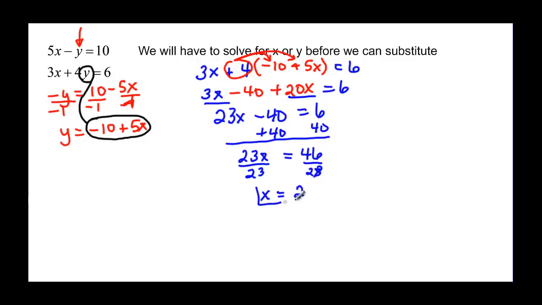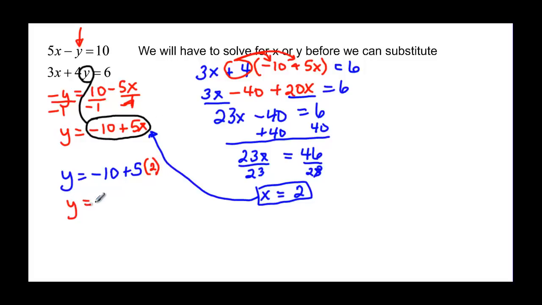So I have x, but I don't have y. I need to plug that back into this x right here. So y is equal to negative 10 plus 5 times my x that I just found. And that gives me y equal negative 10 plus 10. So y equal 0. And the ordered pair is 2 for the x and 0 for the y.